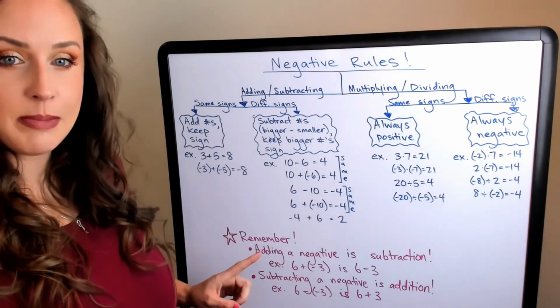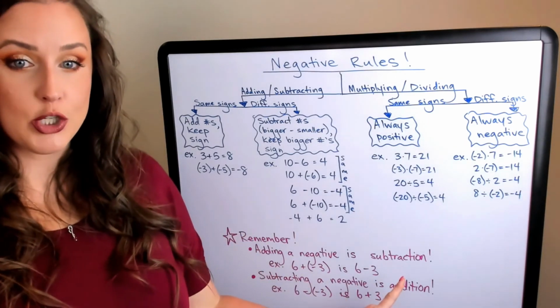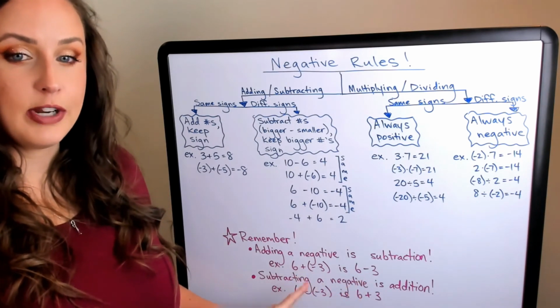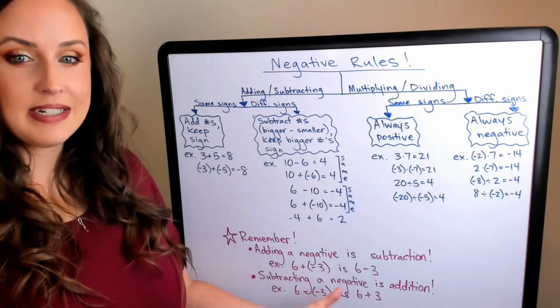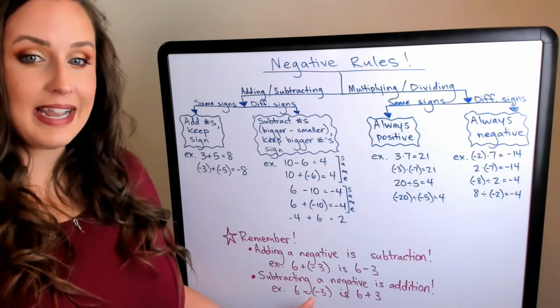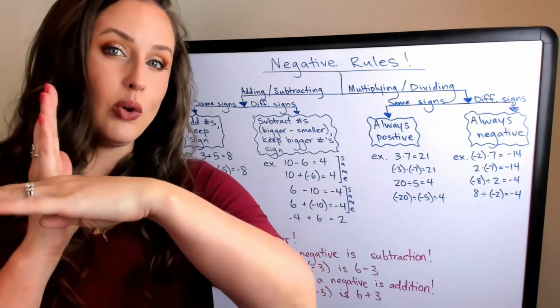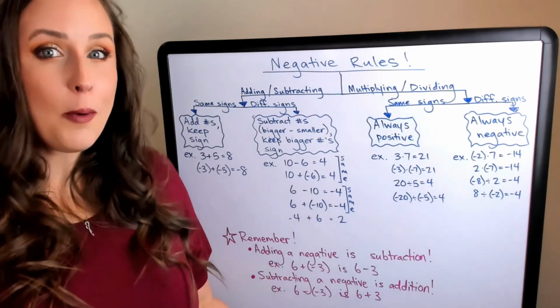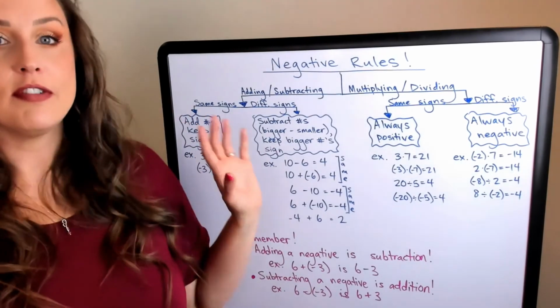Couple notes here, I just mentioned it, but adding a negative is the same as subtraction. So if you see 6 minus 3, you can rewrite it as 6 plus -3, and vice versa. And subtracting a negative is addition. So there's your kissing negatives. So kissing negatives make a big old positive. So you're going to add the numbers together. I hope that's helpful. I hope that having a bit of a flow chart helps.